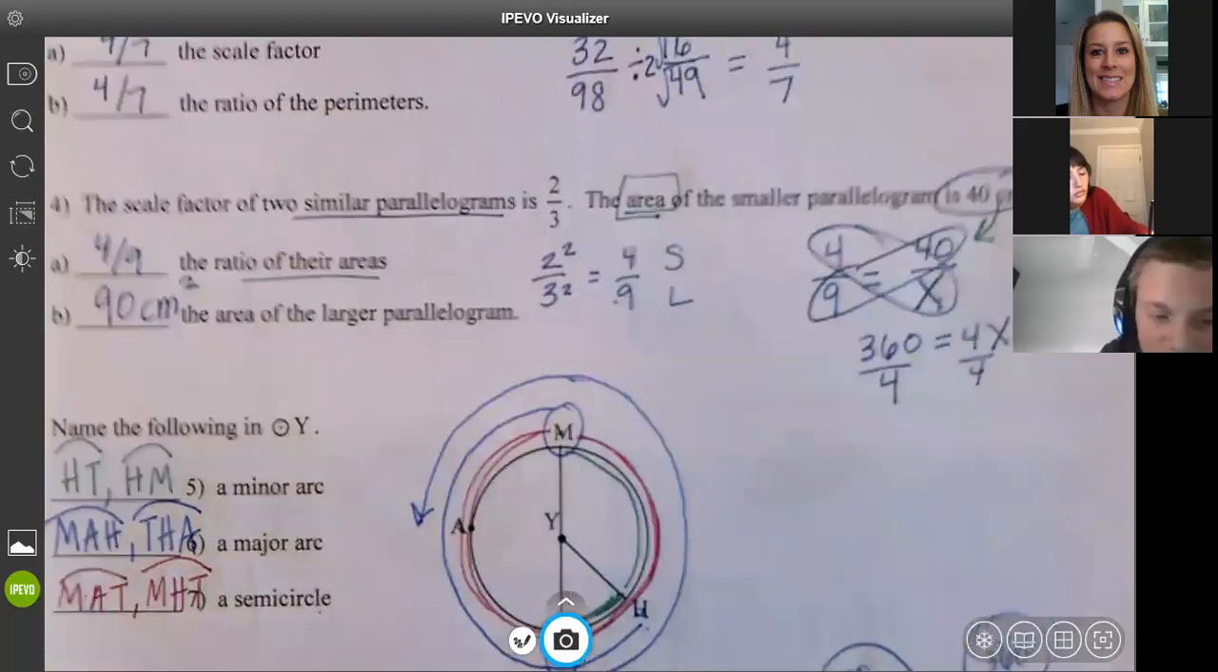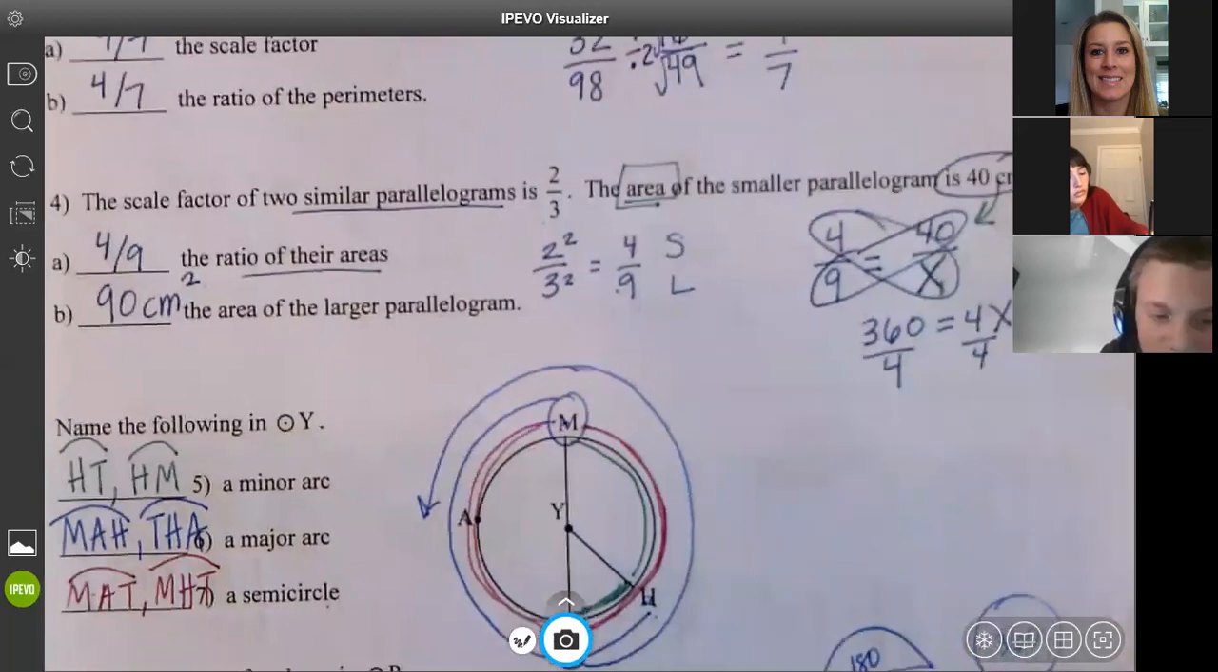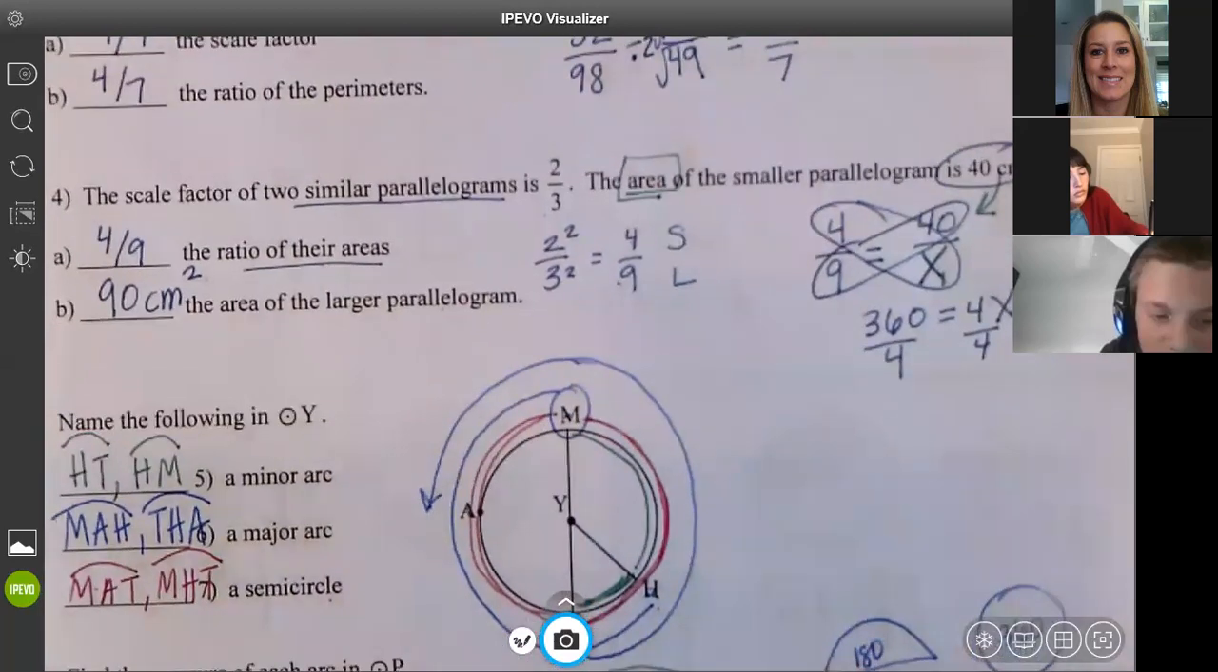Matt, are you writing this down or anything like that so that you can use this to help you?